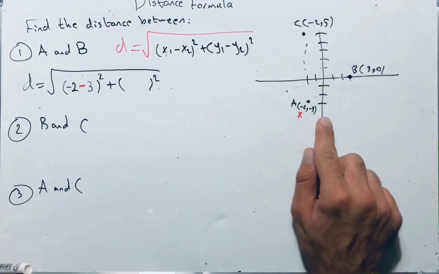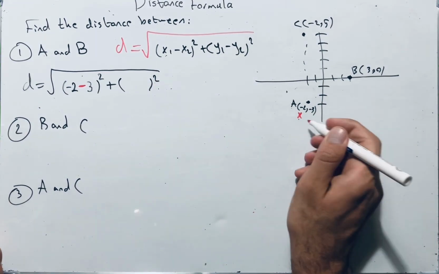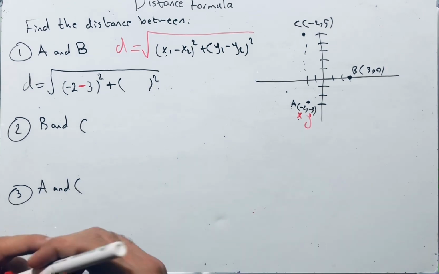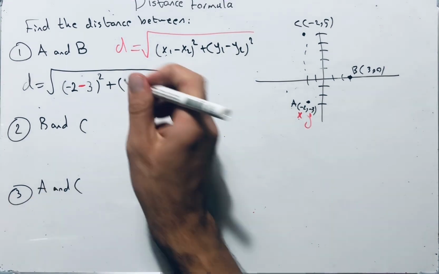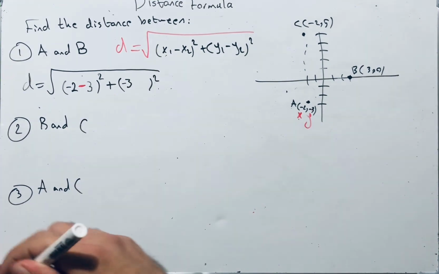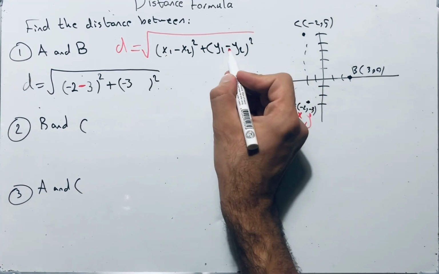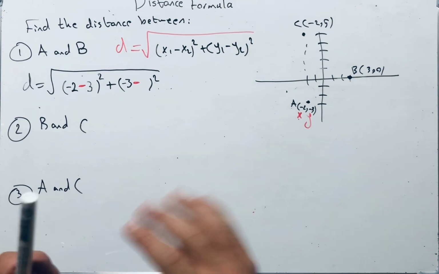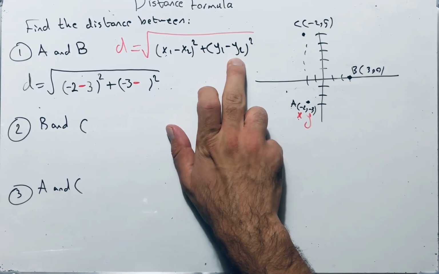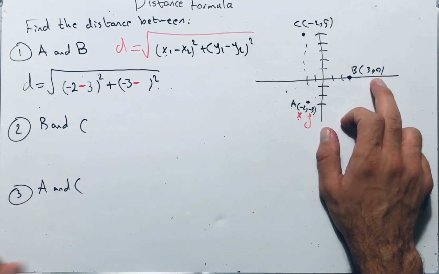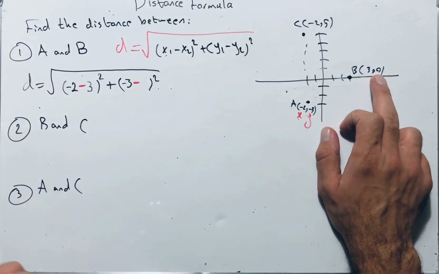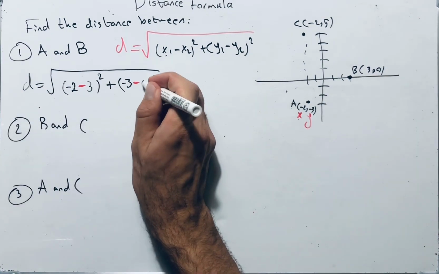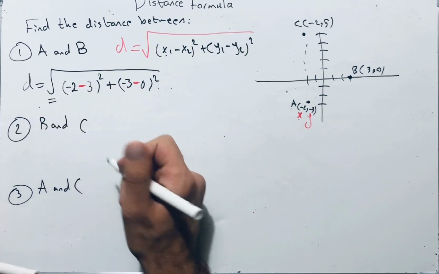Again, y1 is the y component of A, so it's -3. So here we're going to write -3. Again, we should always remember the rule, it has a negative, so I'm going to use red for that. And then the y2, which is the y component for the second point, which is B, is just 0. So now we can just calculate.